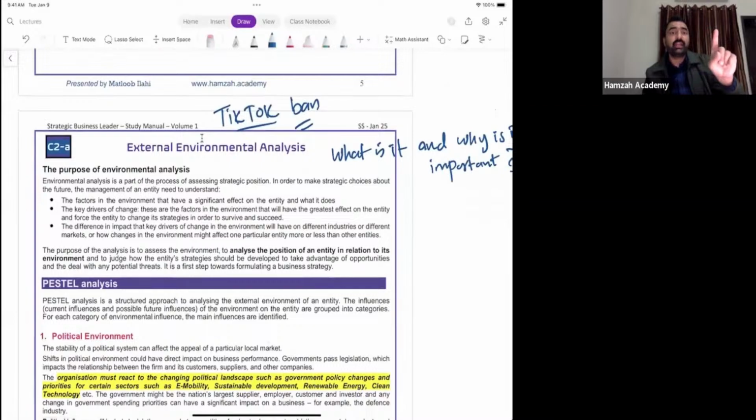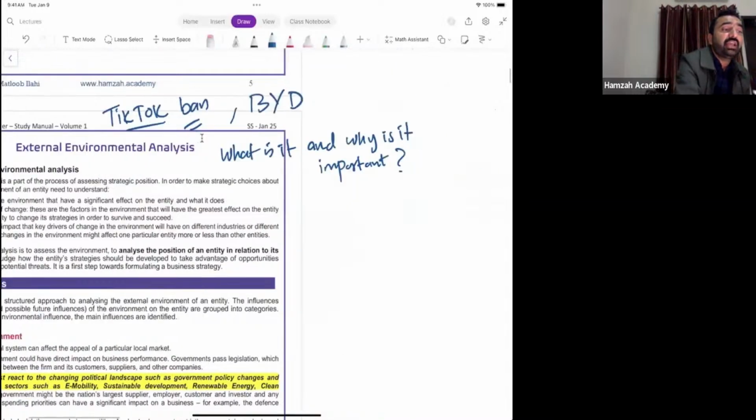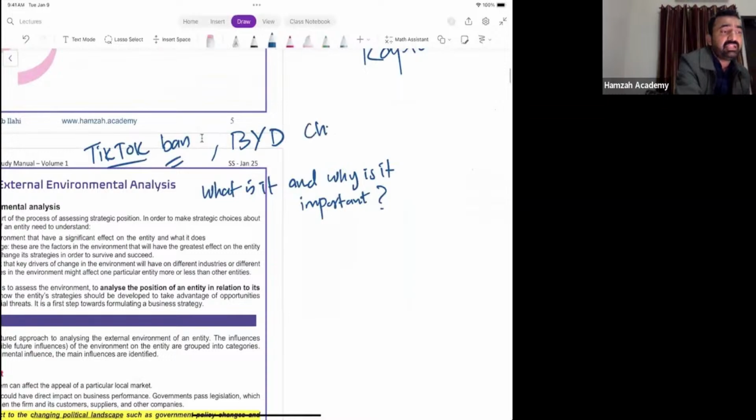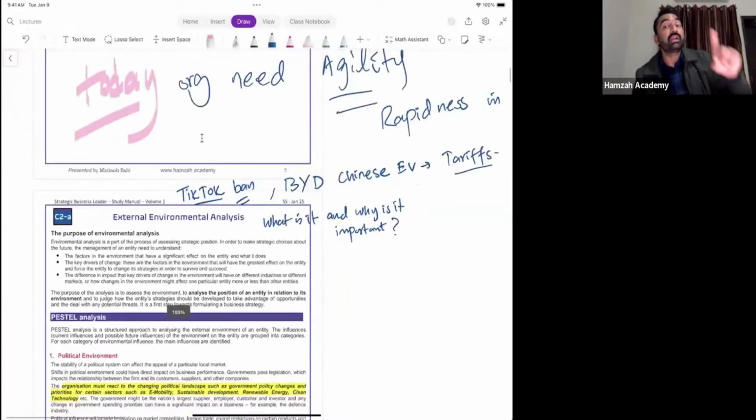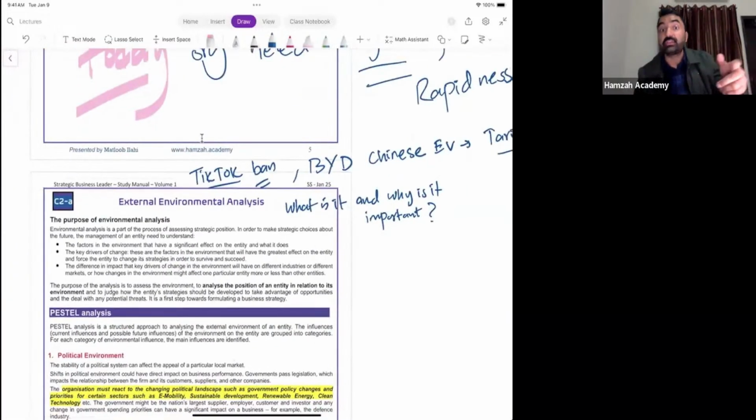The same case, you might have heard about Huawei, and many other Chinese companies, and how many Chinese companies have been banned in the US. Same case with BYD, for example, and Chinese electric vehicles, how these Chinese EVs are subject to tariffs in North America and in the EU. What is the reason? Why are these countries putting tariffs on Chinese electric vehicles? This is a political issue.